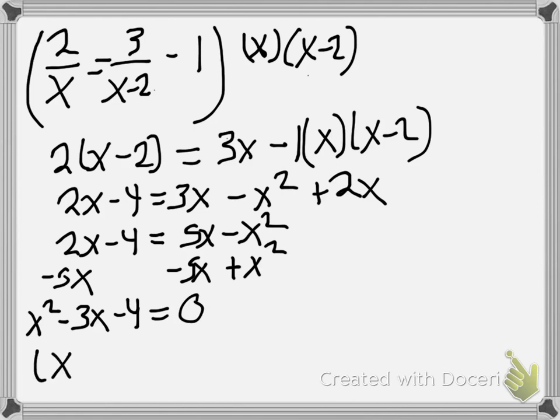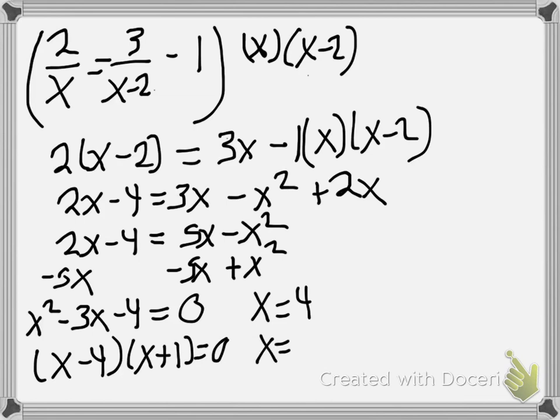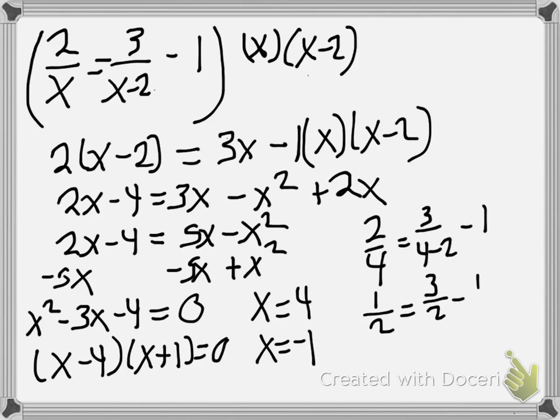And now we have x minus 4 times x plus 1 equals 0, which gives us x equals 4, x equals negative 1. Okay. Let's plug it in. 2 over 4 equals 3 over 4 minus 2 minus 1. So I get 1/2 equals 3/2 minus 1. And well, hopefully all of you see that 1/2 does indeed equal 1/2.